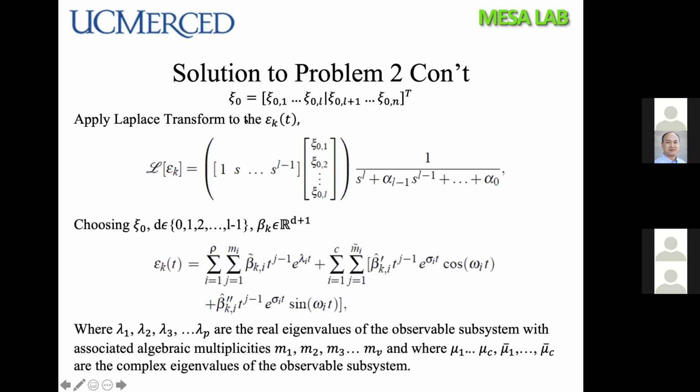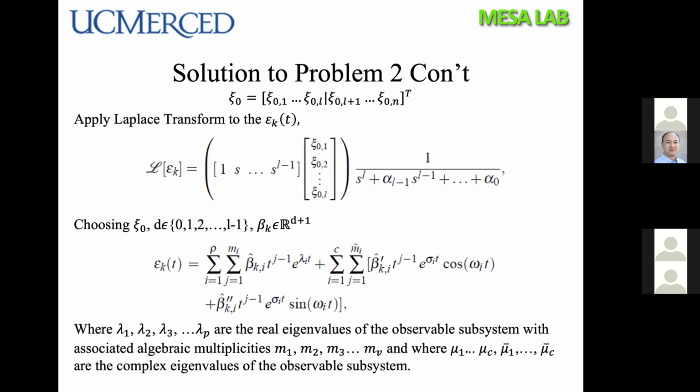We also apply the Laplace transform to epsilon_k(t). We get this expression, whose numerator is a polynomial, and the denominator is also a polynomial of the observable part of C+DF and A+BF. By suitably choosing the initial condition x0, the degree d of the numerator can be selected arbitrarily in the range from 0 to L minus 1, and beta_k is the coefficient of the numerator.